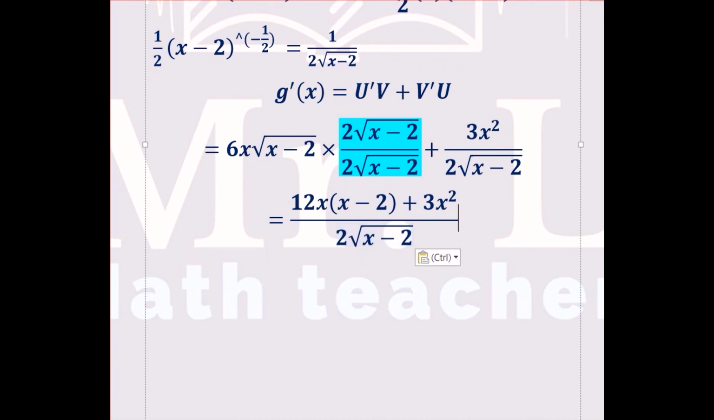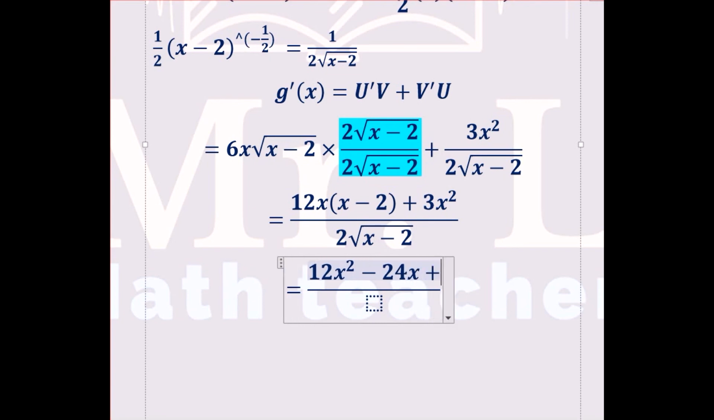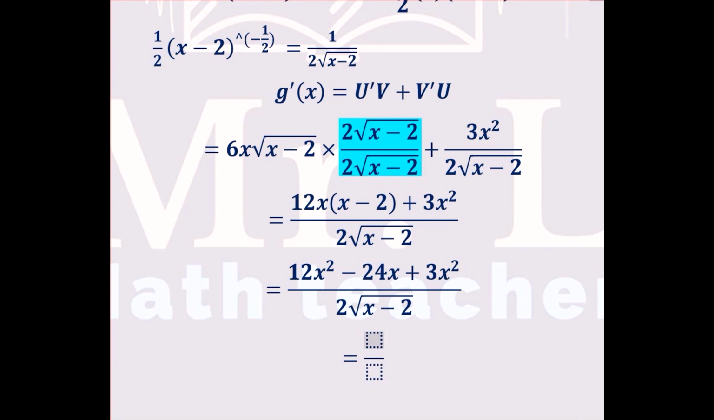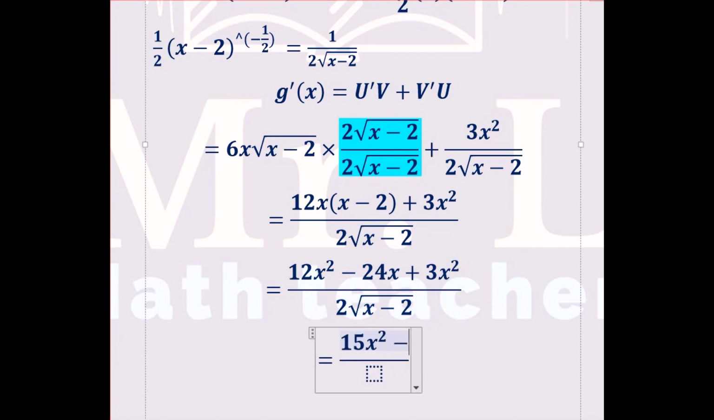Then after that, of course, we can simplify more and say that this is equal to 12x times x, which gives 12x power 2, minus 12x, plus 12x times negative 2, so minus 24x, plus 3x squared over the same denominator, and finally this will give 15x squared minus 24x over the same denominator.